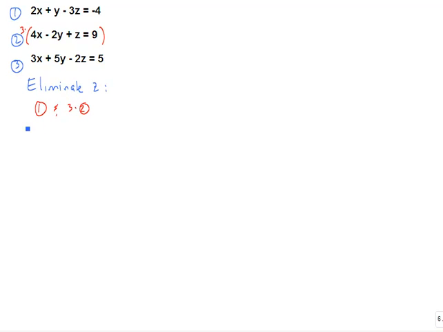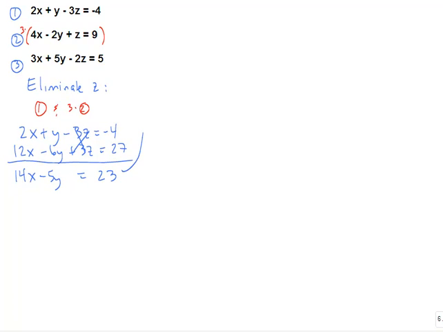So equation 1, unchanged, is 2x plus y minus 3z equals negative 4. Equation 2 gives me 12x minus 6y plus 3z equals 27. If we add down, we get 14x minus 5y. These cancel out, and 27 minus 4 is going to give me 23. So that becomes the first equation in my 2x2 system.